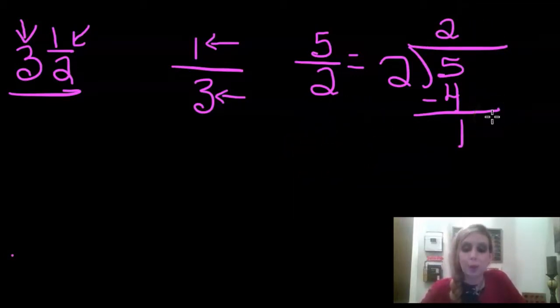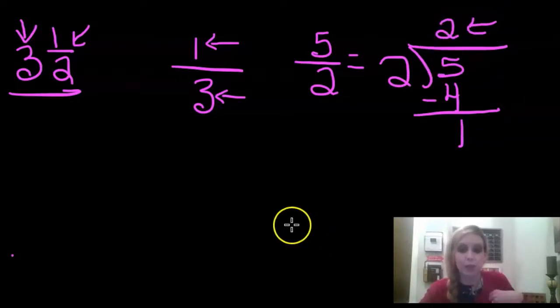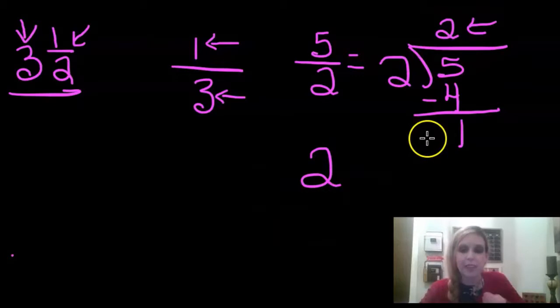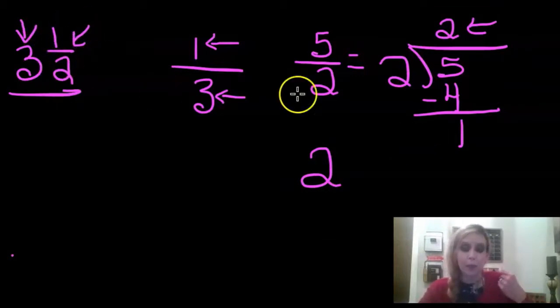So, who remembers what my whole number is in this problem? Yes, great job. It's this 2. The number on top of the house is a whole number. So I'd have 2. Now, I need a numerator. So what's my numerator going to be?